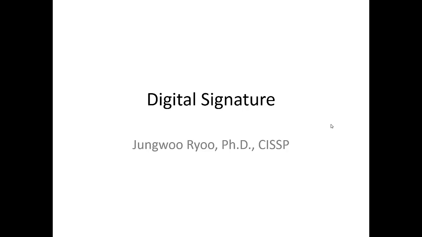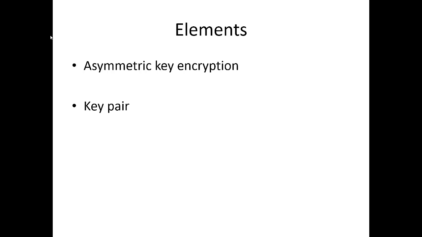Let's talk about digital signature in this video. So then, what are the essential elements of digital signature? First of all, you have to realize that digital signatures still use asymmetric key encryption, which means we use a key pair again. A key pair consists of, of course, a private key and a public key.